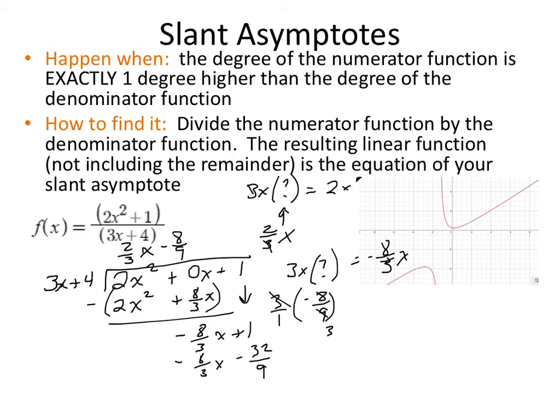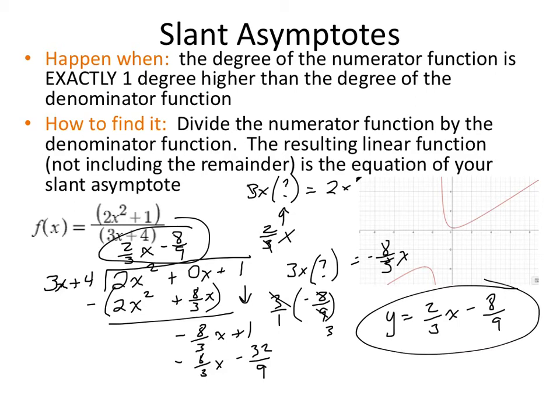Okay, now at this point, I'm done. I don't care about the remainder. What I needed was this part, because my line is going to be y equals 2/3 x minus 8/9, and that's the equation of my slant asymptote. I don't even need to do the rest of this math here because I don't care about that remainder. I just needed the linear part here.